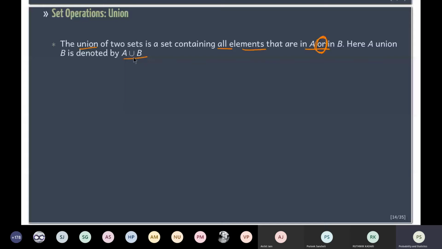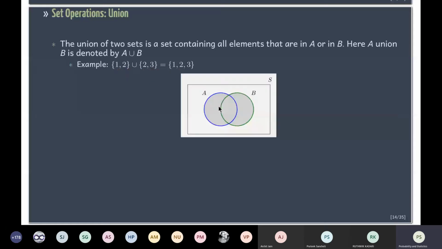So A union B. For example, I have the set A, let us say this is containing 1, 2, and set B is this, and then this is A union B. So union can be represented in a Venn diagram like this. In this case it's 1, 2, and 3. 1 and 2 are in A, and 2 and 3 are in B. Obviously they intersect, and the intersection point is the 2 here.